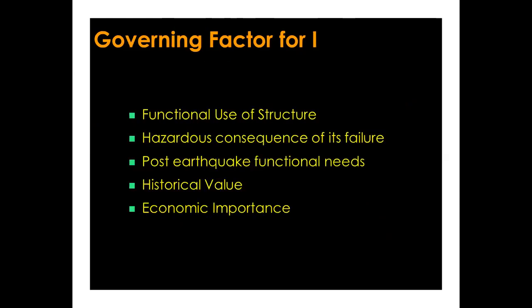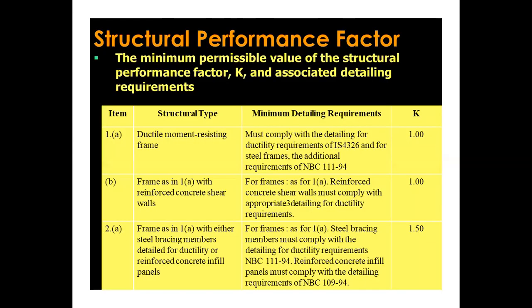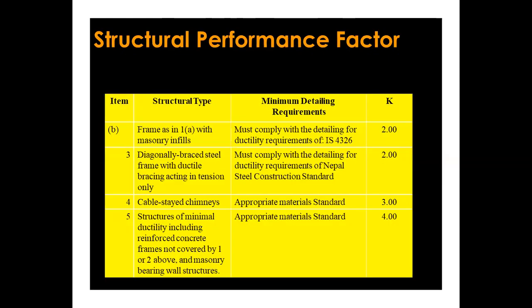Next is the governing factor for I. There are various functional uses of structures, hazardous consequences of its failure, post-earthquake functional needs, historical value, and economic importance. With the help of this, we find the governing factor for I. The minimum permissible value of the structural performance factor K and associated detailing requirements are also given, right? So these are all for the NBC criteria, right?